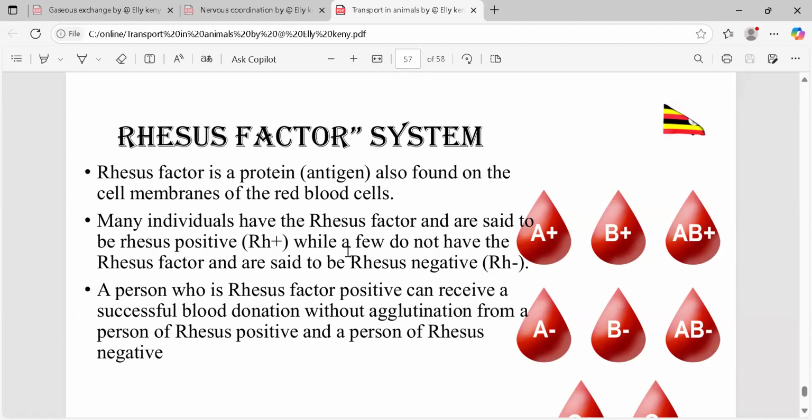If someone has that antigen, the D antigen, meaning they are rhesus factor positive, then they can receive blood from a person who is positive and also from one who is negative. I hope you have noted that. The person who is rhesus factor positive can receive blood from a person who is rhesus factor positive and from one who is rhesus factor negative. I think that one is noted.